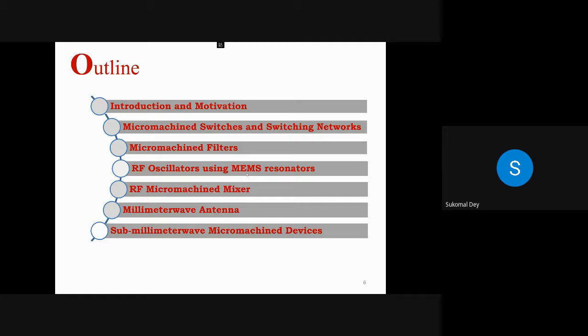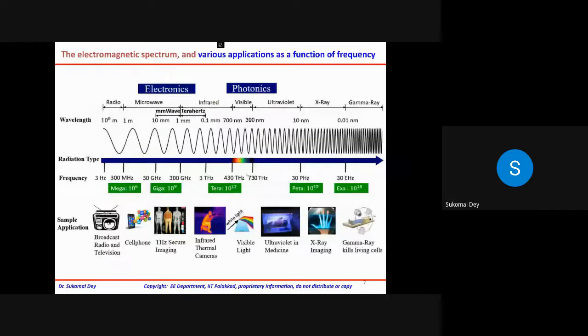Then I will move further to the next part, that is switches, followed by filters. Then I will give you a glimpse of how these MEMS are being used in active circuits, and then antennas. Basically my idea is to cover the entire transceiver architecture, the transceiver module, and point out where MEMS has been used. Okay, so these are my outlines.